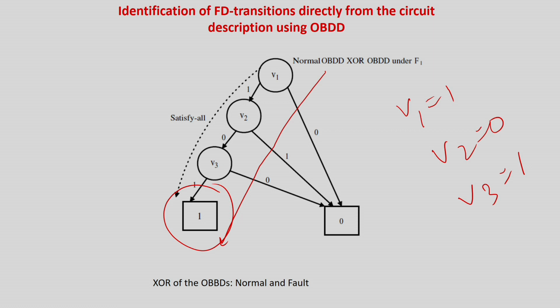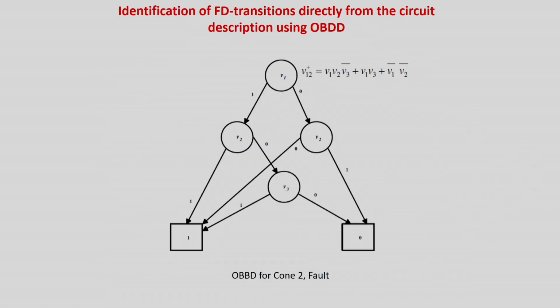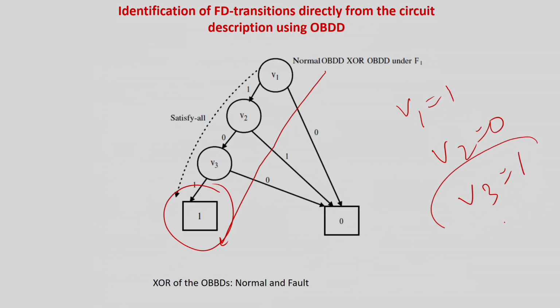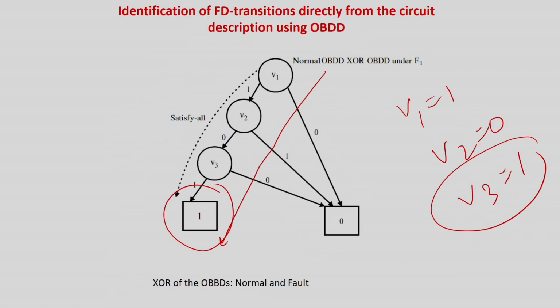Now how are we representing an FD transition like this? We already know what our FD transition was. Our FD transition is nothing but 1 0 1 and 0 1. If you look at the vector we found, V3 equal to 1 and V1, V2 is 1 0. So 1 0 1. This is V3 and these are the values from here. In this case V1 is equal to 1, V2 equal to 0 and V3 equal to 1. So that creates a difference.